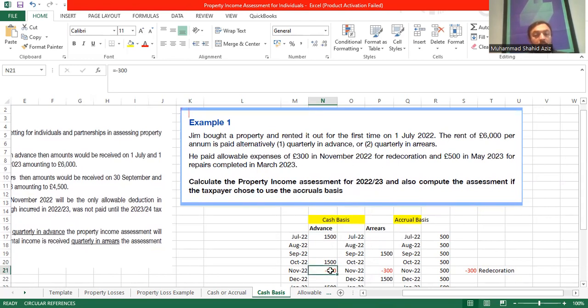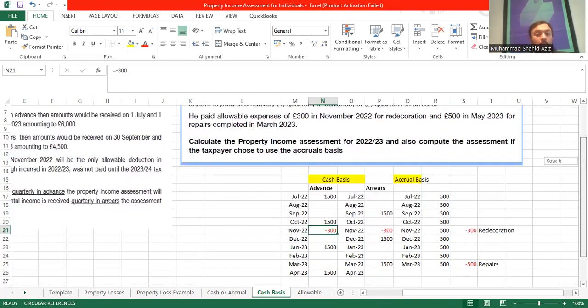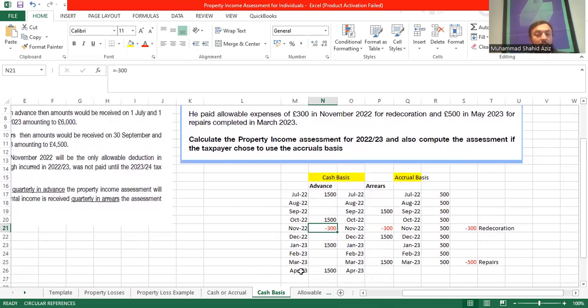So we need to minus November 2022, 300 pound for redecoration, and 500 pound in May 2023. So if you look, our year ending is here, April 2023. So on cash basis, May 2023 is not in the current tax year. So we will not write this 500 pound. So we will ignore this one.